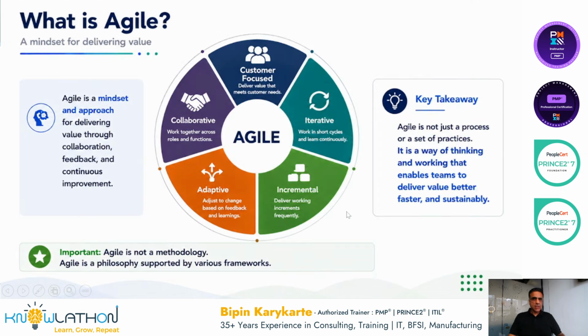So now what is Agile? Agile is a mindset and approach for delivering value through collaboration, feedback, and continuous improvement. So these are the three keywords in Agile. You can just note them down. Continuous improvement, continuous feedback, and collaboration.